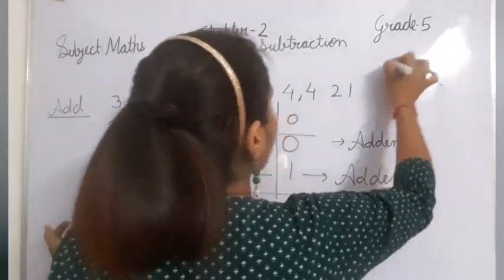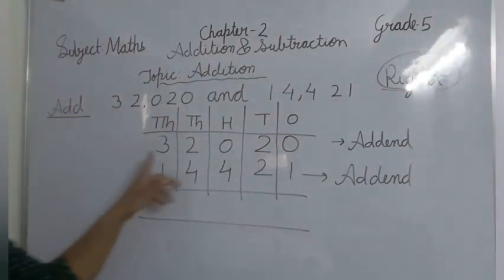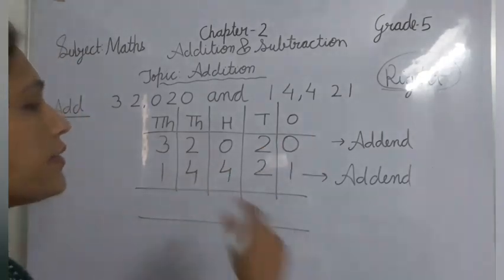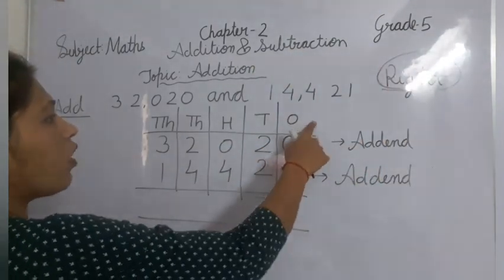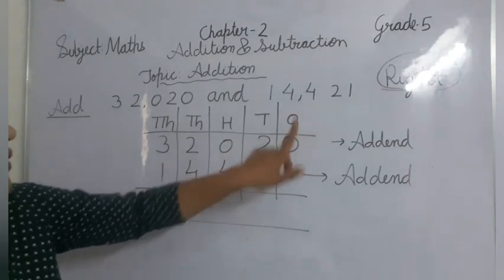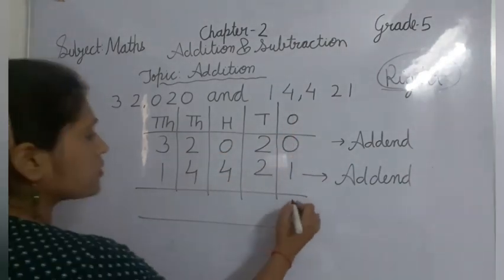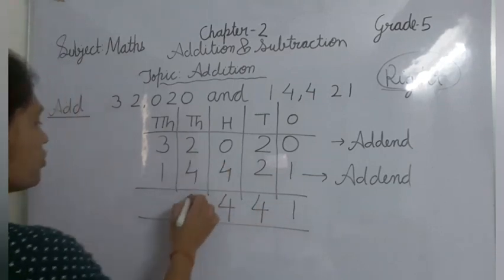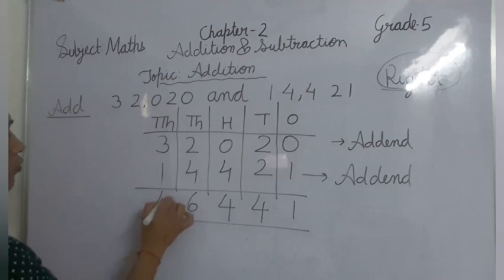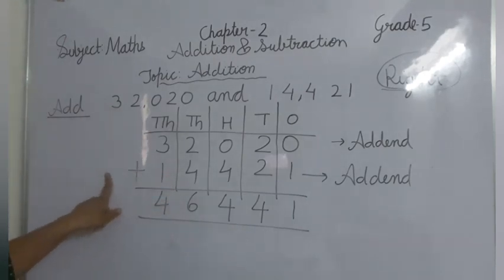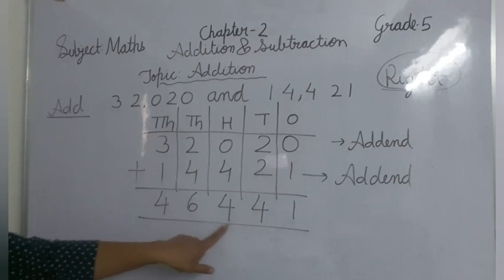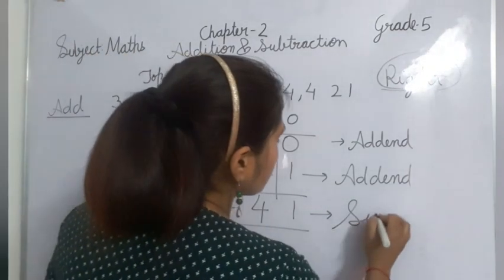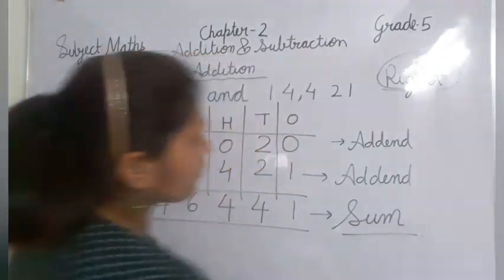Yes, this is the right side, the right-hand side. So always start addition from the right side. So let's add: 0 and 1 makes 1, 2 and 2 makes 4, 0 and 4 makes 4, 4 and 2 makes 6, 3 and 1 makes 4. So what is the answer? 46,441. This is called a sum.